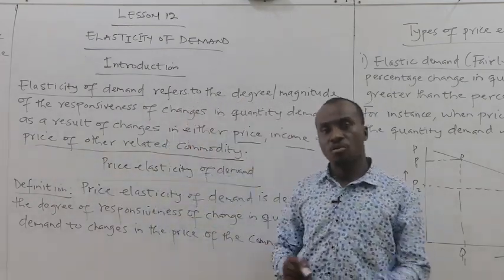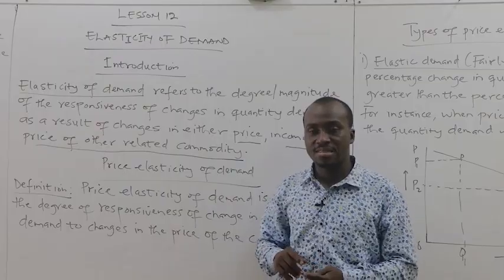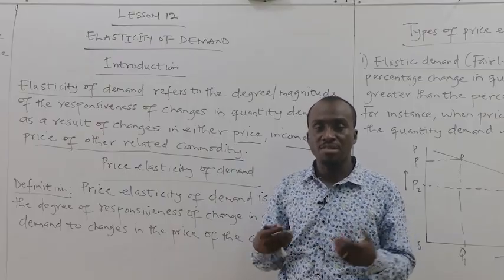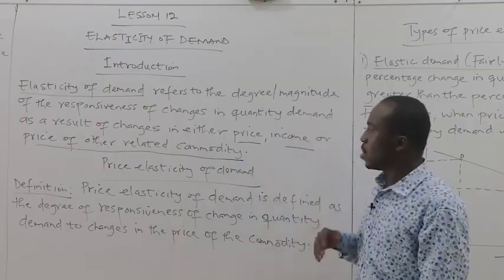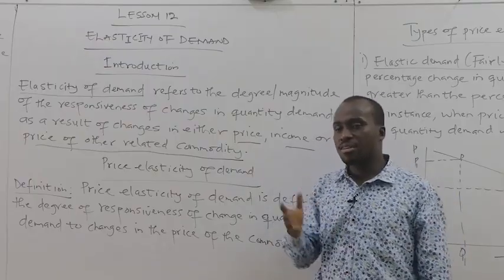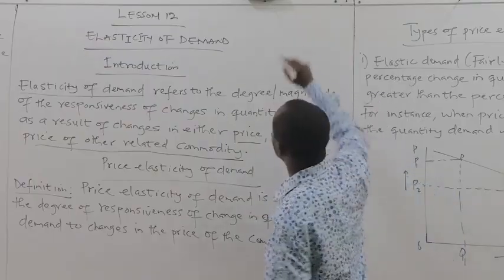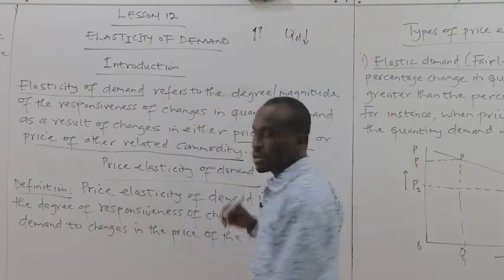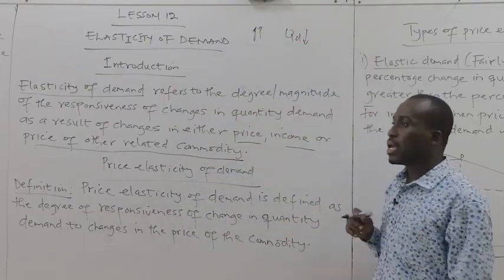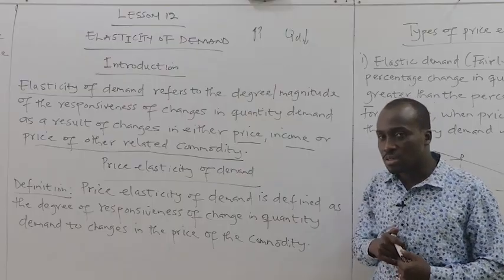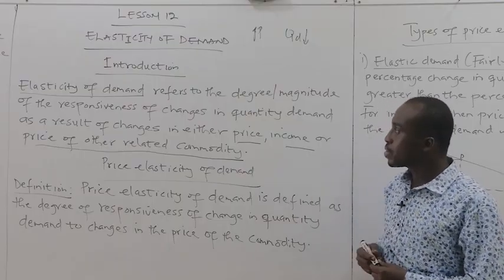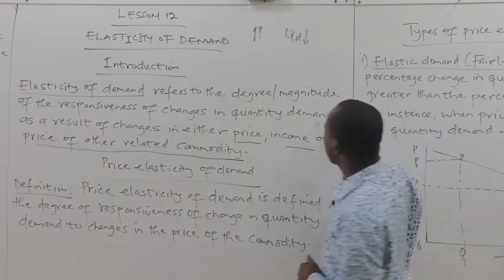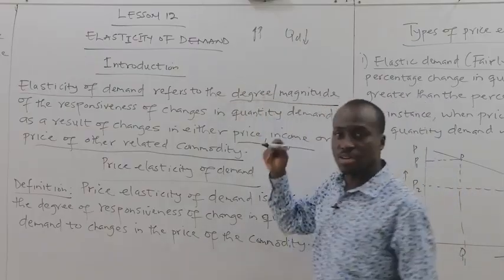Remember in lesson 7, we spoke about factors that influence demand. In this lesson, let's take for instance, price. We know that whenever price goes up, quantity demanded falls, right? That one we know. But we don't know the magnitude, the percentage, the degree. So the elasticity of demand tells us the magnitude or the degree.